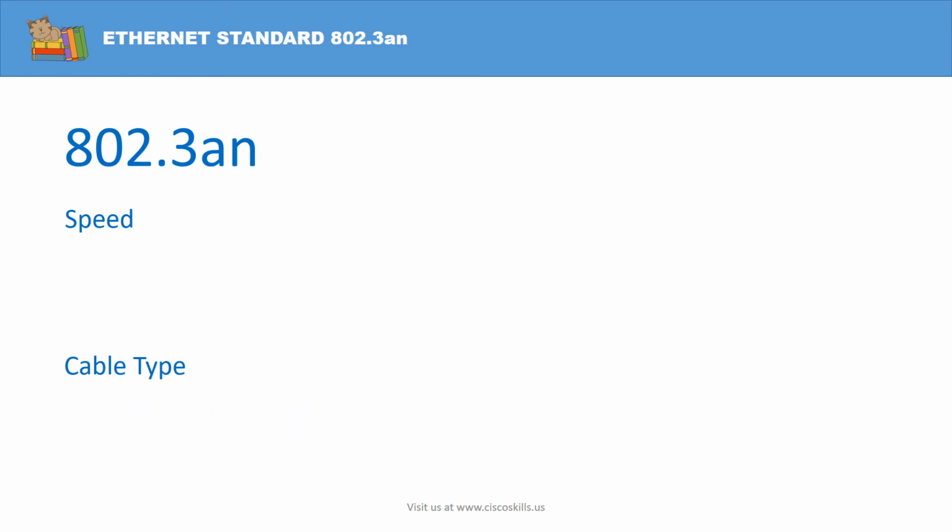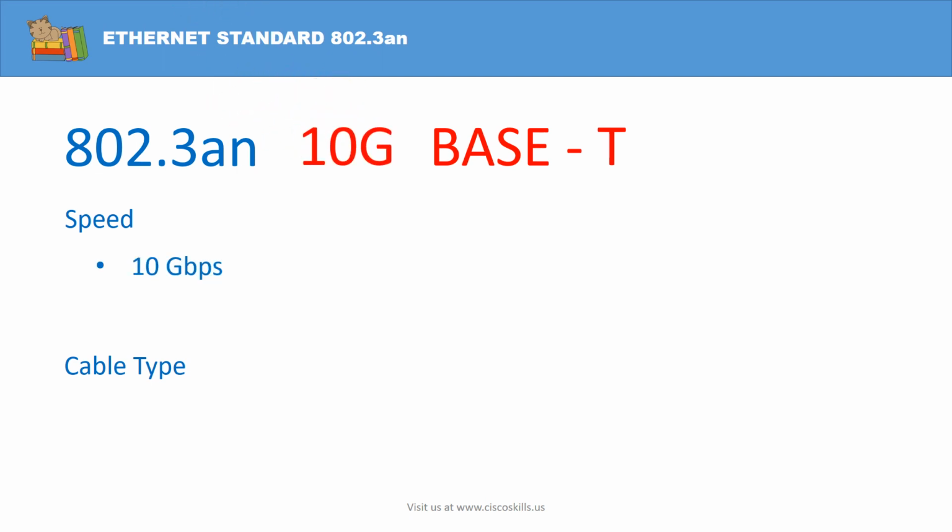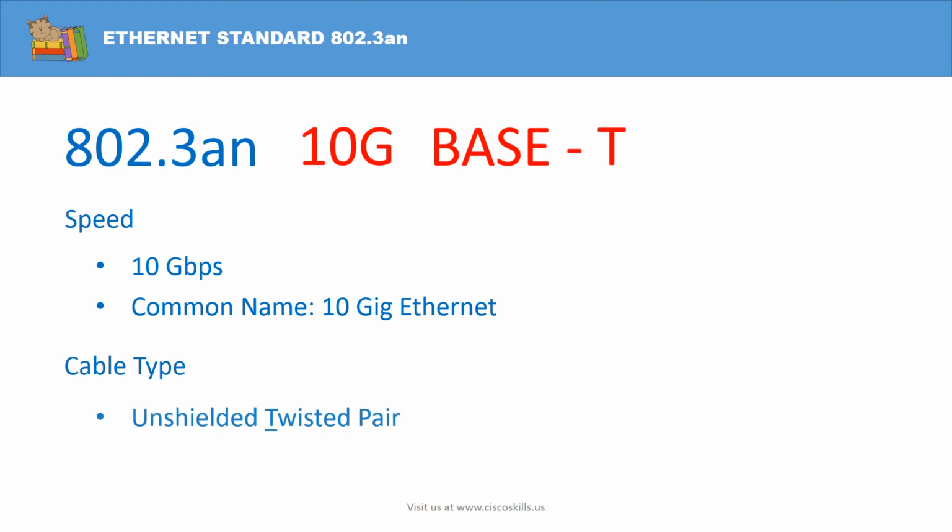The last standard that you may run into in the exam is IEEE 802.3an. It has the informal name 10GBASE-T. You can figure out that the speed for this standard is 10 gigabits per second. Therefore, it has the common name 10 Gig Ethernet. As you can see, it is 10GBASE-T, so the cable type is unshielded twisted pair, and it has the same restriction for the maximum length of 100 meters or 300 feet.